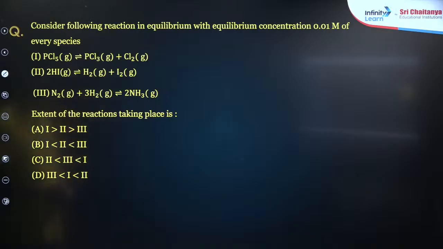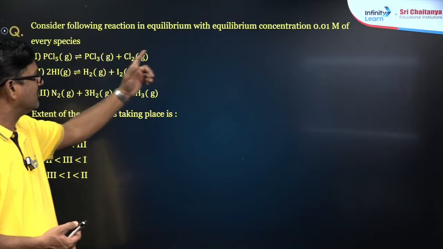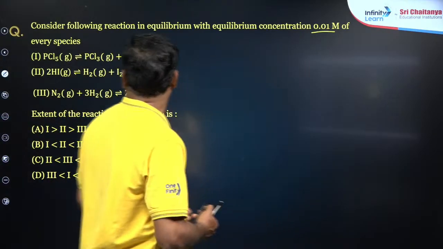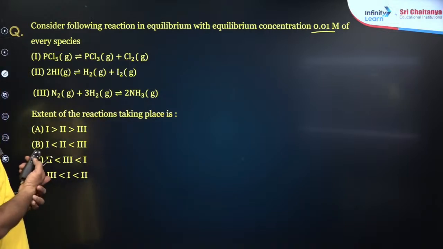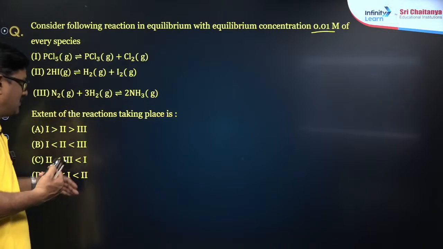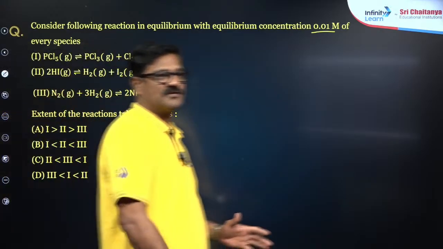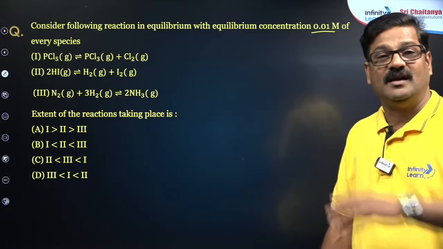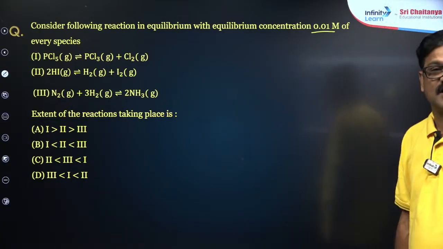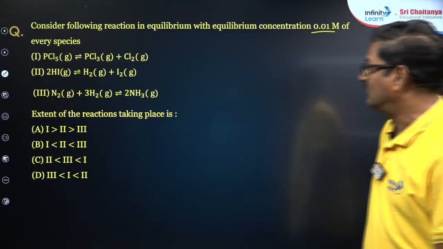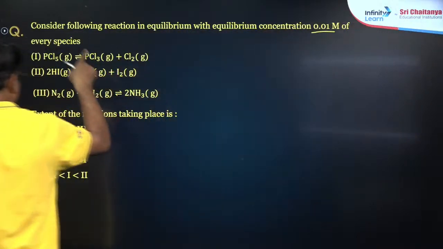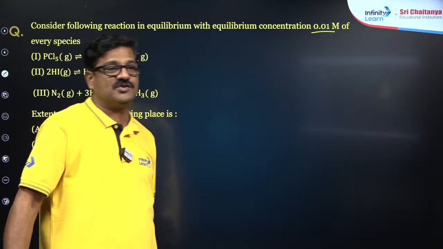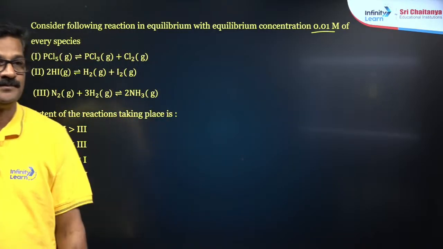Next, one more question. Consider the following reaction in equilibrium with equilibrium concentration 0.101 for every species, and the extent of the reaction taking place. Calculate Kc; the one whose Kc is bigger, that reaction will proceed faster. For this Kc you calculate, for each one. Assume every species' equilibrium concentration is 0.01.